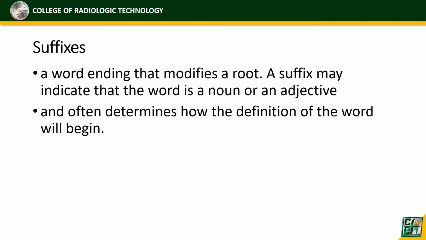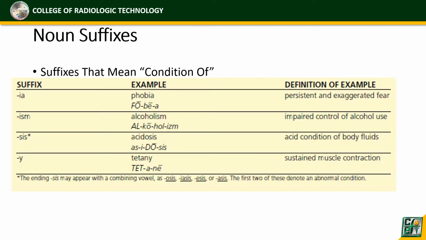Okay. As we discussed earlier, suffixes are words that are added at the end of the root word to modify its meaning. So a suffix may indicate that the word is either a noun or an adjective, and often determines how the definition of the word will begin. Okay, so noun suffixes. Suffixes that mean condition of.